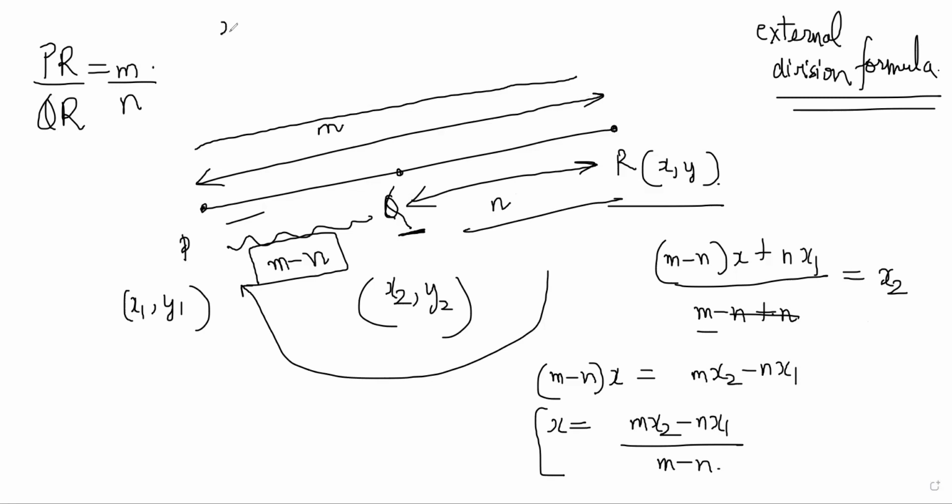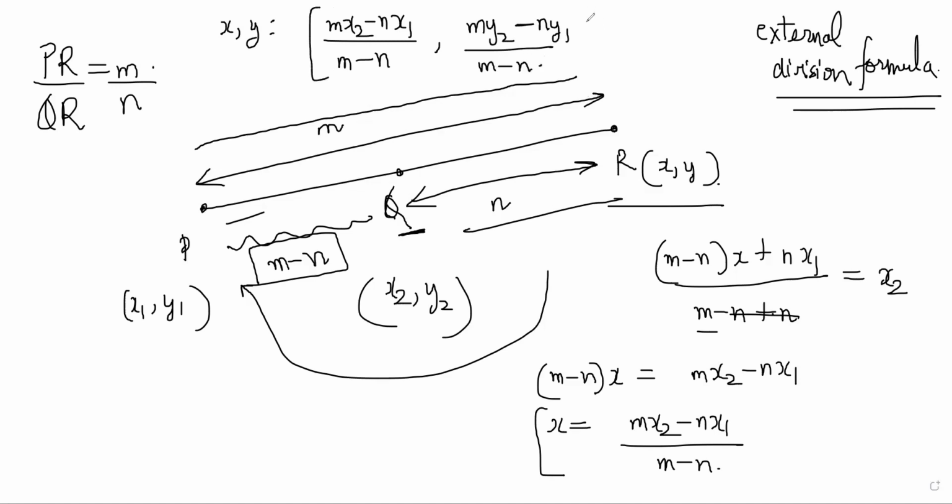So your external division formula becomes (mx2 - nx1)/(m - n), comma, (my2 - ny1)/(m - n). Okay. So now we know the section formula.